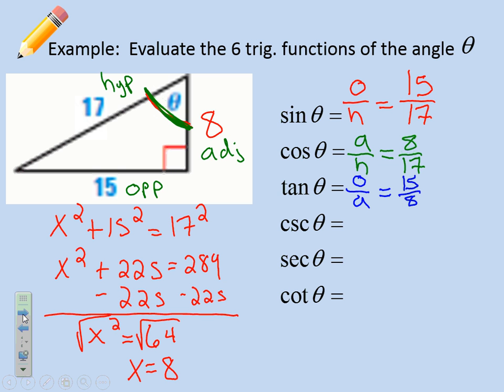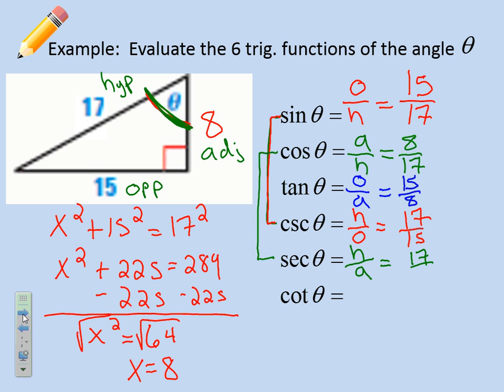Starting with cosecant. Now, cosecant is the opposite of sine. So if I want to think about this one, these ones go together, the opposite. So I'm going to have hypotenuse over opposite. So I'm going to have 17 over 15. Next one we have is secant. Now secant is the opposite of cosine. So it's going to be hypotenuse over adjacent. So 17 all over 8.